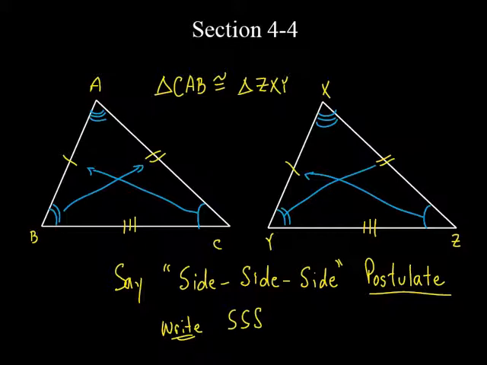All I have to do is show 3 sides of one triangle congruent to 3 sides of another triangle. That means that those triangles are going to be congruent. And if the triangles are congruent, what must be true about all the corresponding parts? They got to be congruent as well, right?